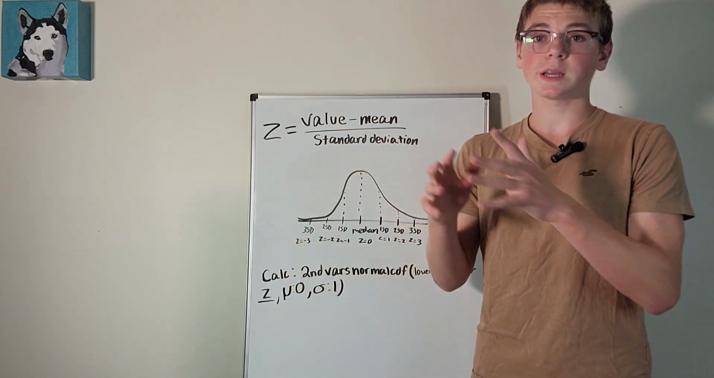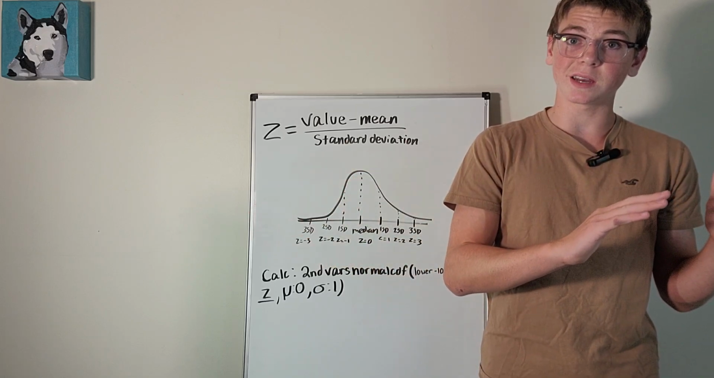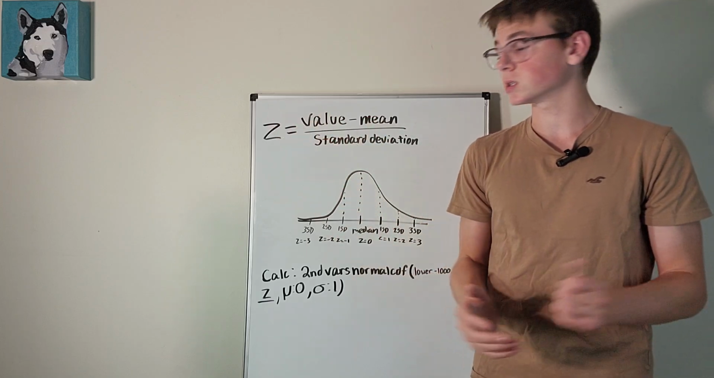So it just tells you how many standard deviations you are away. And if it's negative, then you are left. You are negative standard deviations away. And if you're positive, well, you're positive standard deviations away.